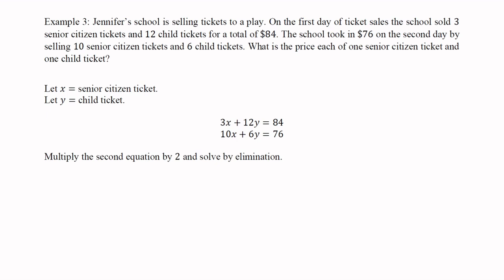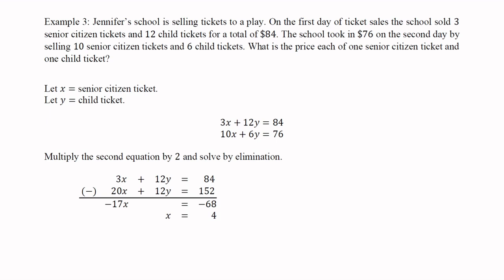Now we are going to multiply the second equation by 2 and solve by elimination, because if we multiply 6 by 2, we would get 12. And if we subtract the 2 equations from one another, 3 minus 20x would give us negative 17x. 84 minus 152 gives us negative 68. Of course, our y's cancel. And then divide each side by negative 17, and you get x equals 4.